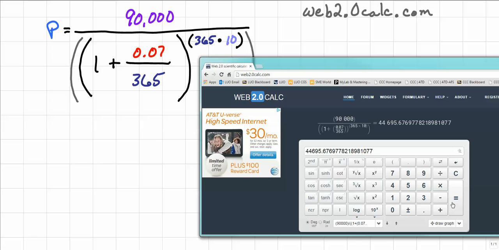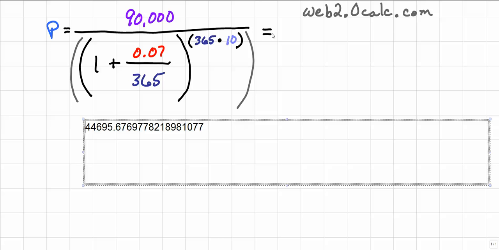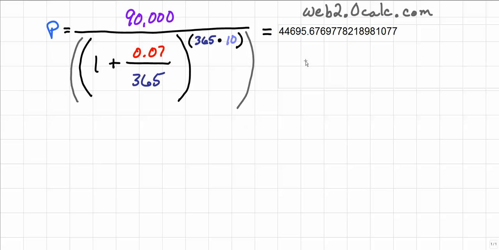And I end up with the following huge value. And I'm going to go ahead and copy that into the problem so that we can look at it. So I now know that this is going to be equal to the following. Now, this is the value that I end up with. This is going to be my initial principal. This is what I should invest.